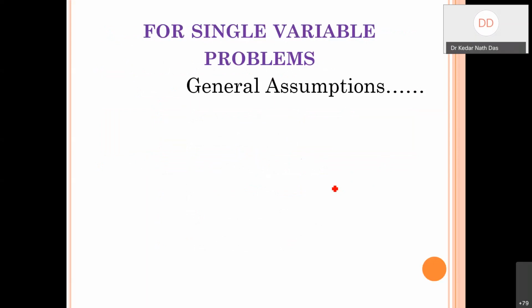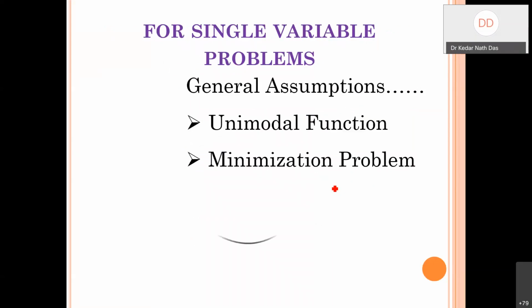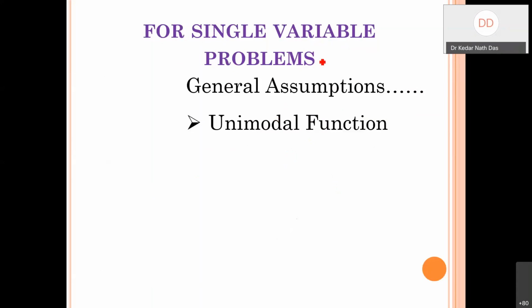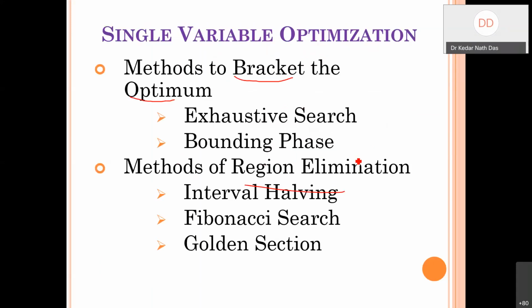Now, in general, the assumption for this single variable optimization problem is that it should be a unimodal function, and it should be a minimization function. Of course, a maximization function can also be converted to a minimization problem. Now look at this function. All these methods I'm going to discuss one by one in a very lucid and brief way, so that you can have an overall idea of how the single variable optimization techniques can be applied.